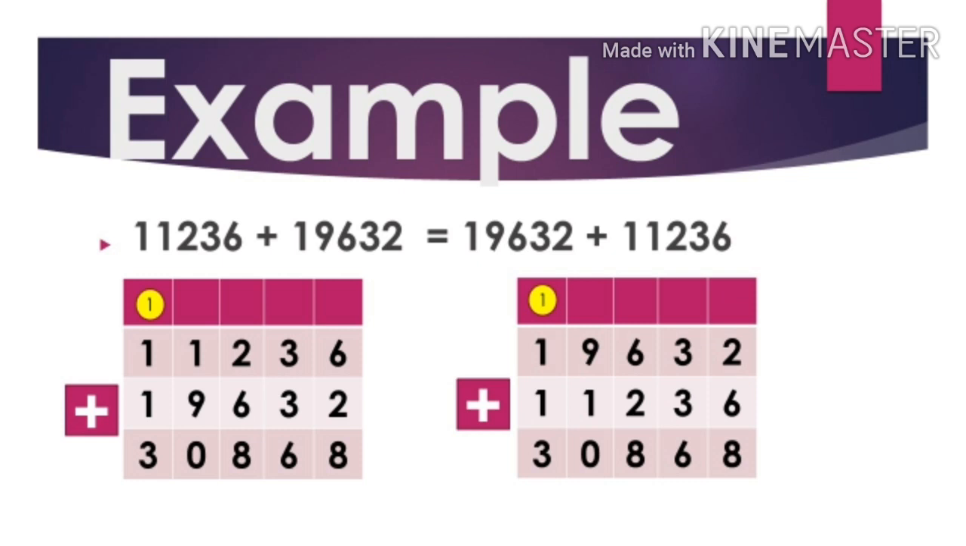In this example, as you can see, we are going to find the sum of 11,236 and 19,632. Here I have done the sum in two different ways by changing the order of both the numbers. And in both the conditions, the answer is same, that is 30,868. It means that if we change the order of the addends, it will not affect the sum and the sum will remain same.